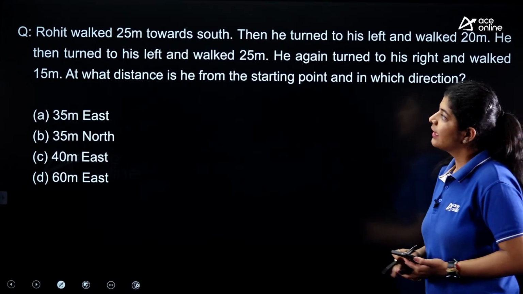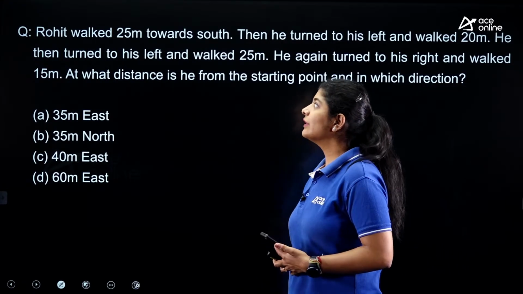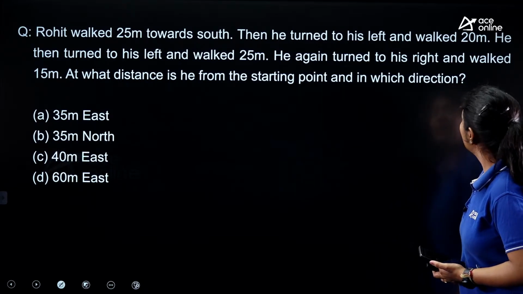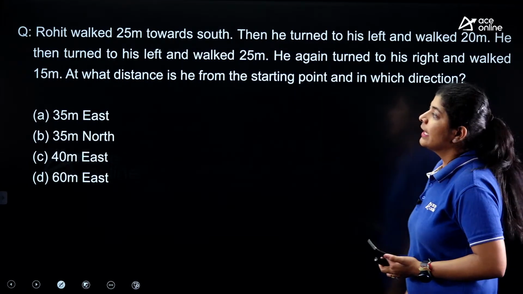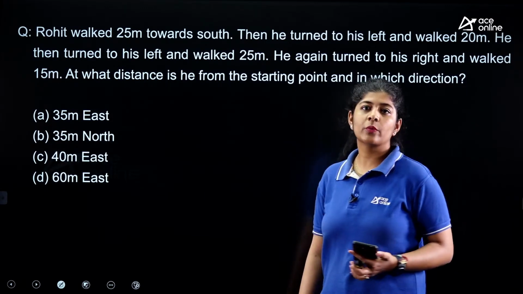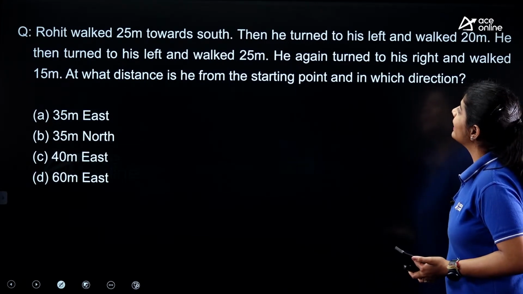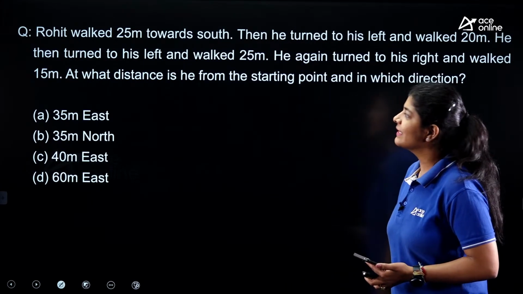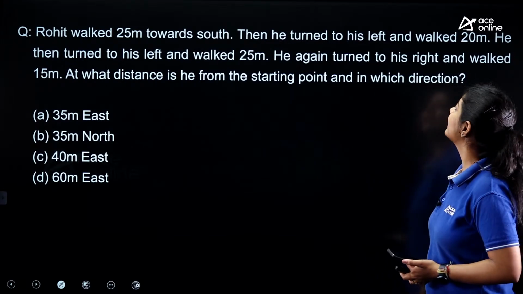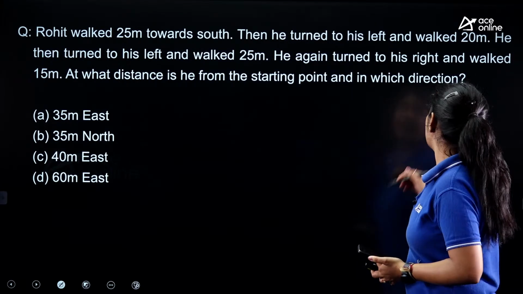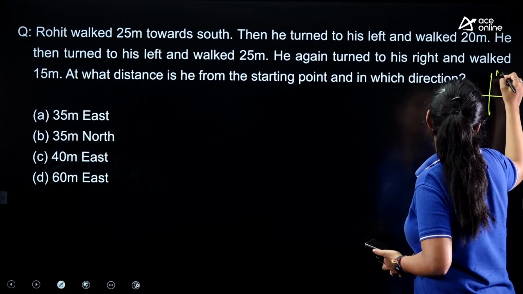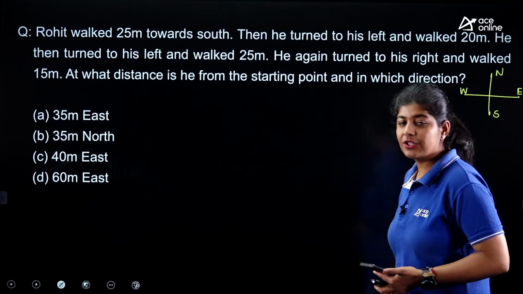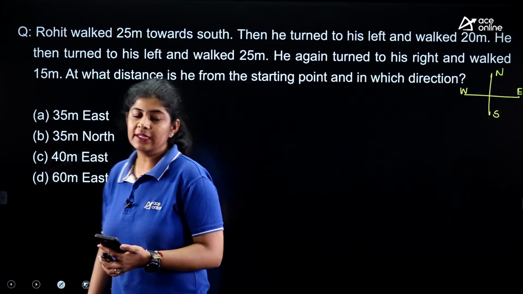Next. The next question says that Rohit walked 25 meters towards south, then he turned to his left and walked 20 meters. He then turned to his left and walked 25 meters. He again turned to his right and walked 15 meters. At what distance is he from the starting point and in which direction? This is a very simple one. As we know, whenever we have a question from direction sense, we just simply take the help of this direction plane so that we are moving in the correct direction.